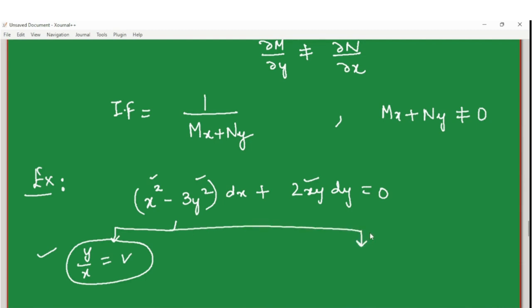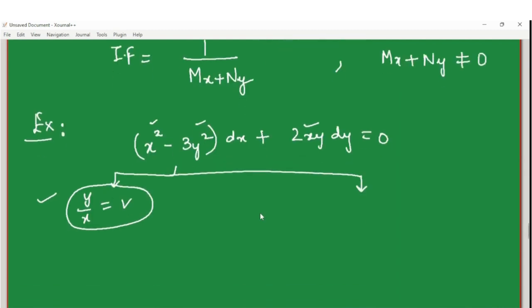Now suppose instead of using the technique of y by x equal to v and then making it separable, we are interested in checking its exactness. If it is exact, we know how to solve it. Exact differential equations do not require a very lengthy procedure. It's just a one-liner, two-liner procedure which helps us to find the solution of an exact differential equation. So suppose it is exact, then we are done. If it is non-exact, then there's a technique which helps us to make it exact.